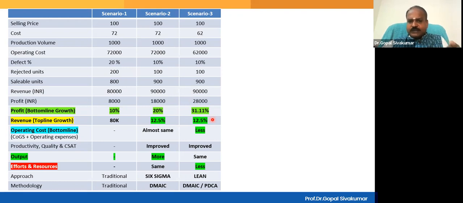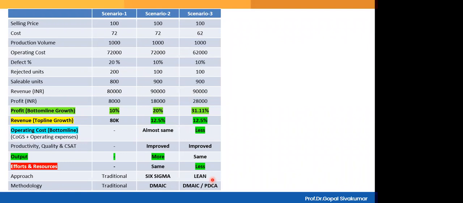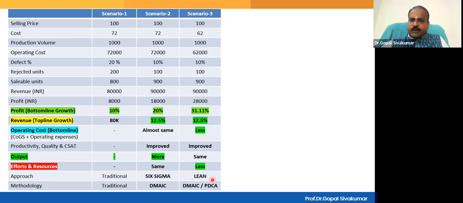Now such projects are called lean projects. What is your focus now? Reduce the resource consumption. You can also call it eliminating the waste. The scenario 2, eliminate the defect. Now what are you eliminating? Eliminate the waste.